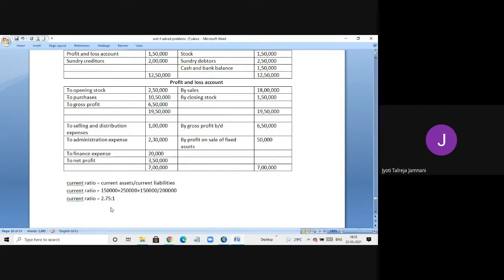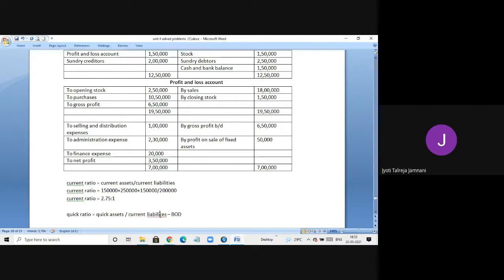The next ratio that they had asked is the quick ratio. The formula for quick ratio is quick assets or liquid assets divided by current liabilities minus bank overdraft. If we take bank overdraft, we minus it. If it is not given, they have not taken, then it will be 0 only.